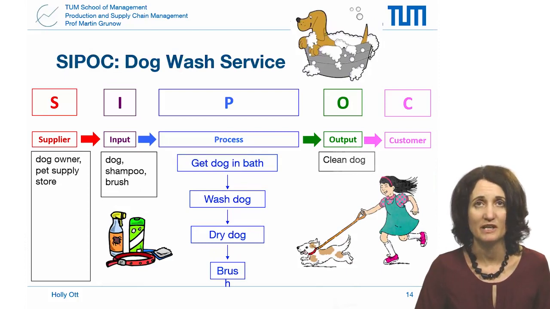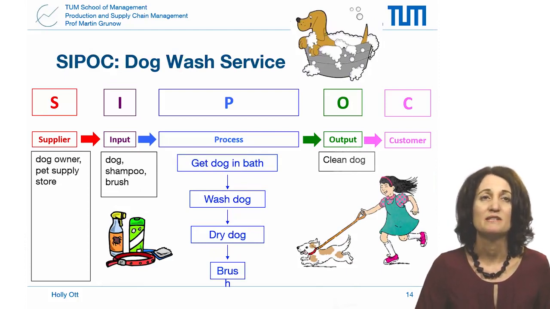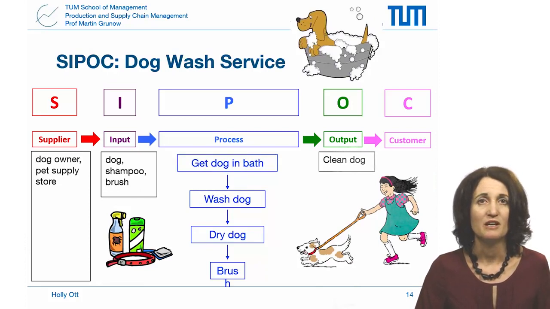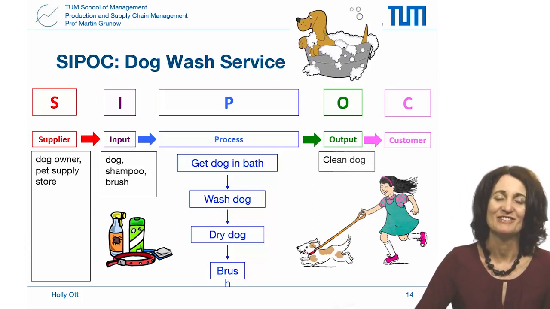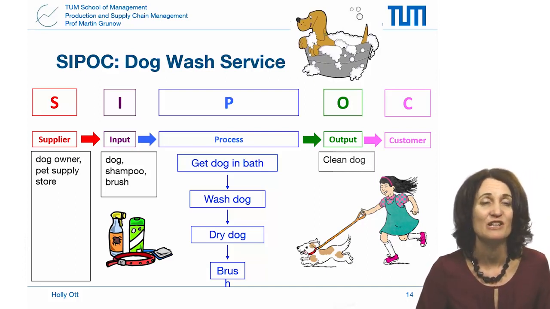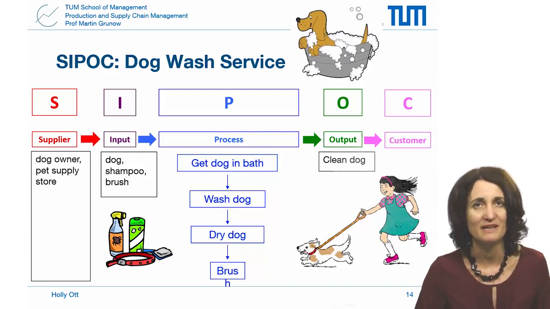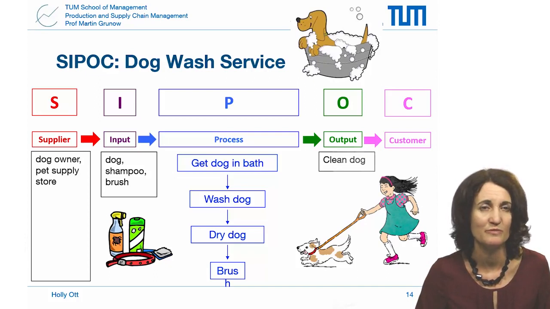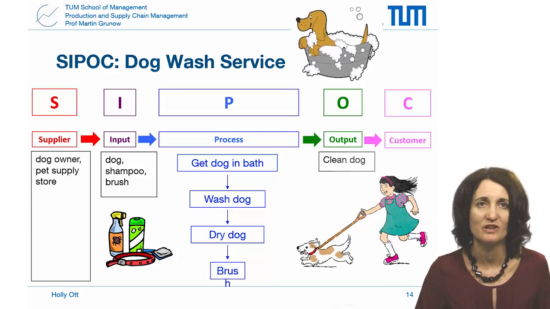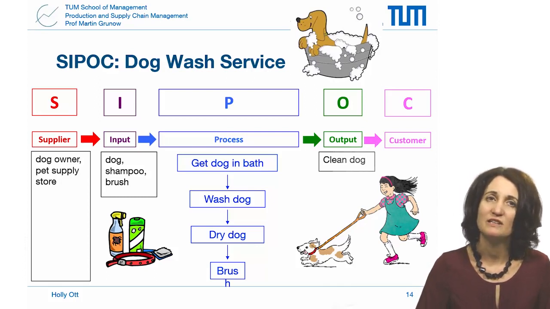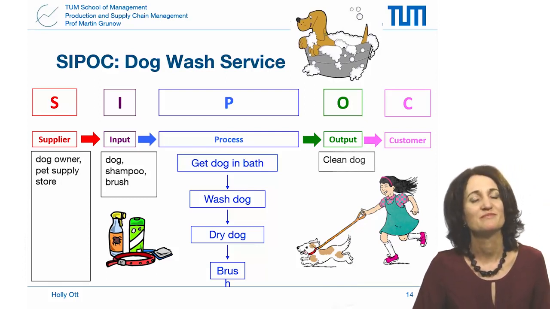Now we have 2 more small examples in this lecture. Here we have the SIPOC for washing a dog. As your inputs, you have your dog and your shampoo and your materials, and the suppliers would be, of course, the dog owner, and then maybe a pet supply store for the special shampoo and special brush. In the process, you're going to put the dog into the bath, wash the dog, dry the dog and brush him off. The output will be your clean dog, and your customer will be the dog owner. Really simple process.